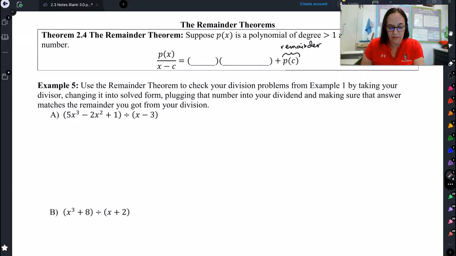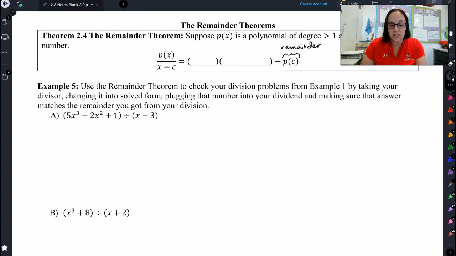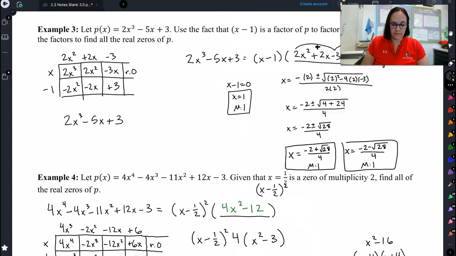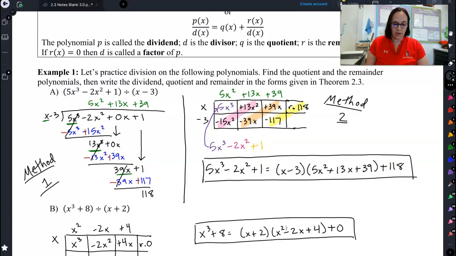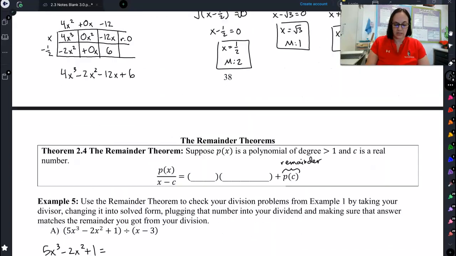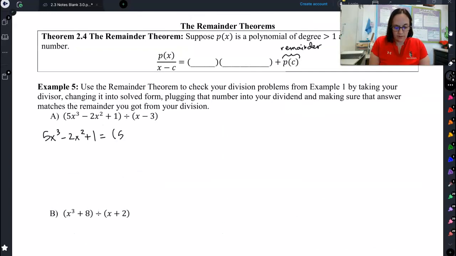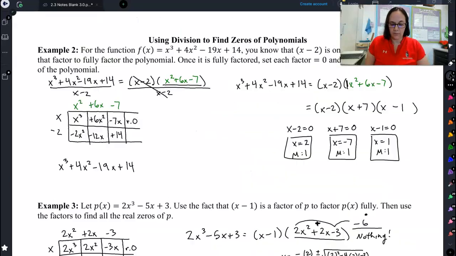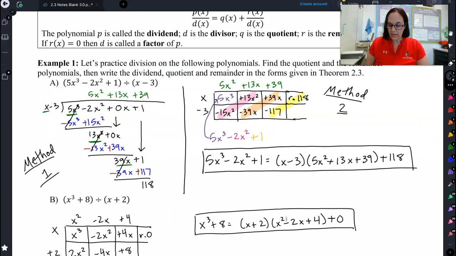So let me show you what I mean by this. Earlier, we did this problem in example 1, so I'm going to copy down what we got. We did 5x cubed minus 2x squared plus 1 equals x minus 3 times 5x squared plus 13x plus 39, plus our remainder was 118.